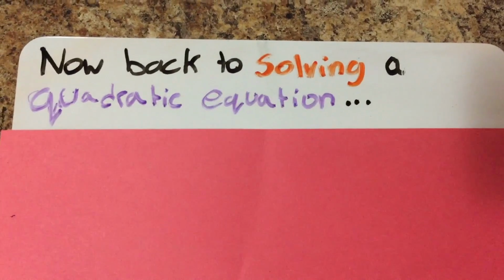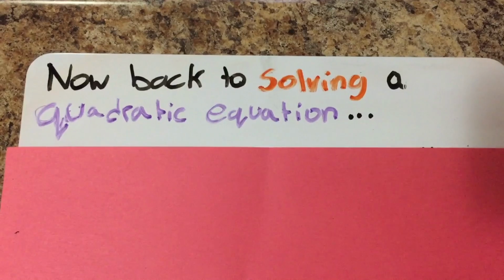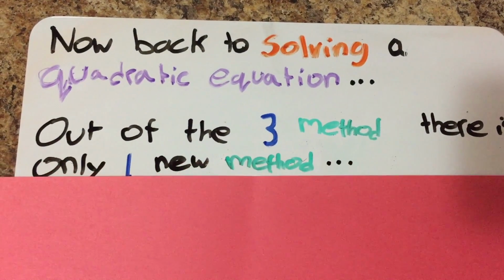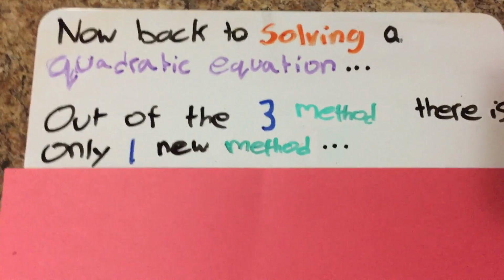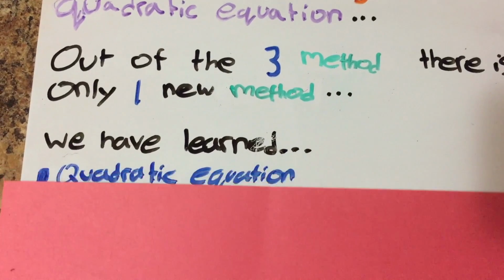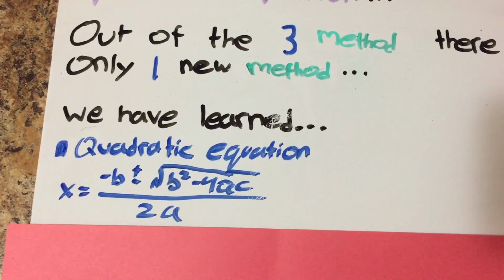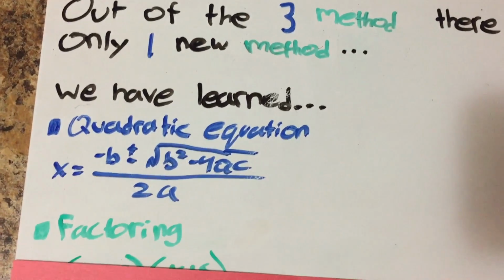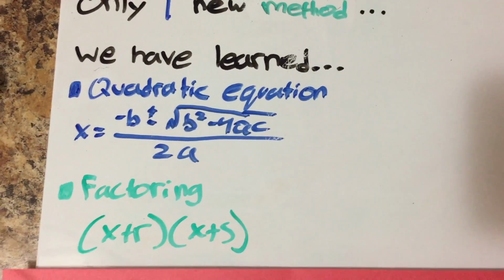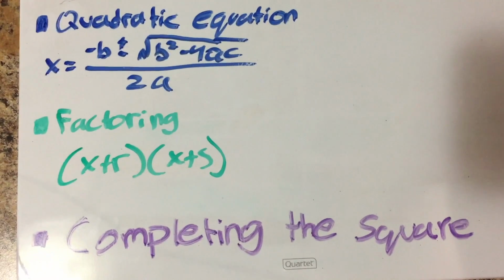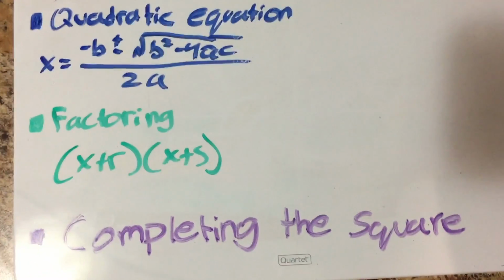Now back to solving a quadratic equation. Now that we learned the x-intercepts and the roots are the parts where the parabola touches the x-axis, let's learn the three methods of solving a quadratic equation. Out of the three methods, there is only one new method that we haven't learned yet. So far, we've learned the quadratic formula, which is x equals negative b plus minus square root of b squared minus 4ac divided by 2a. We've learned factoring, which is bracket x plus r close bracket open bracket x plus s close bracket, and the only method we haven't learned is completing the square. We will be reviewing the last two methods, and also we will be learning the third method.